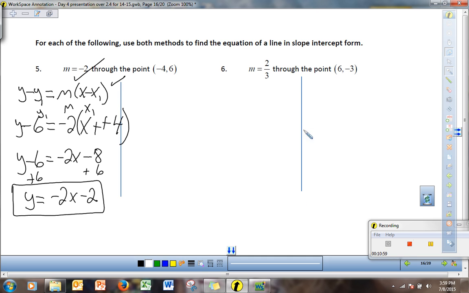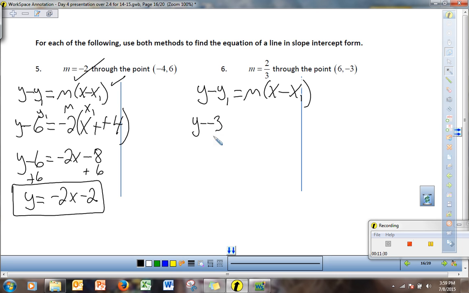I could even color it in so I could write over it better, I guess. But I won't. So here goes number 6. My slope is 2/3 through the point 6, negative 3. So once again, y minus y sub 1 equal m parenthesis x minus x sub 1. Now go sub things in. My m value is 2/3. My x value is 6. My y value is negative 3.